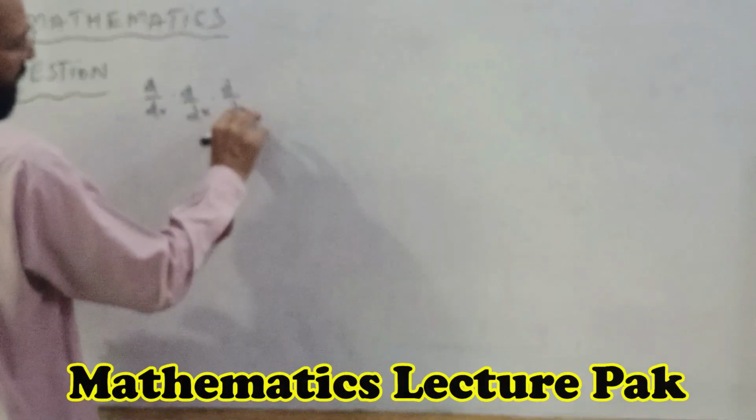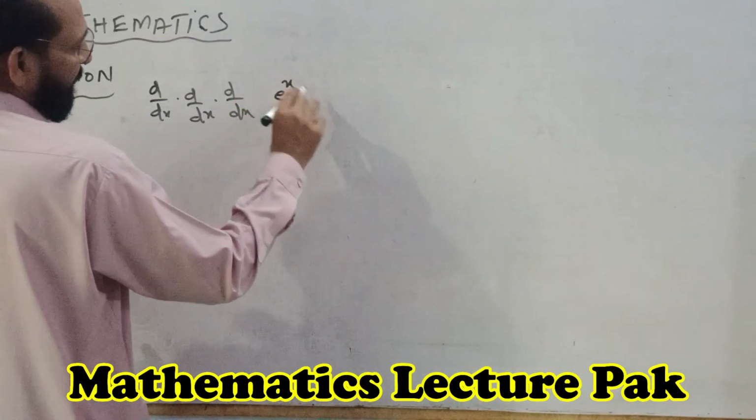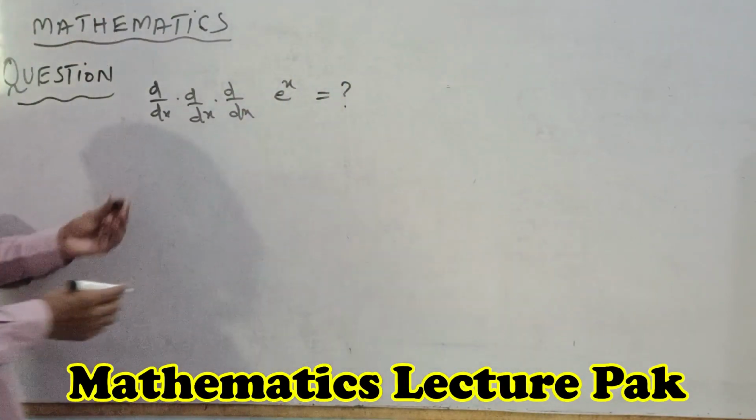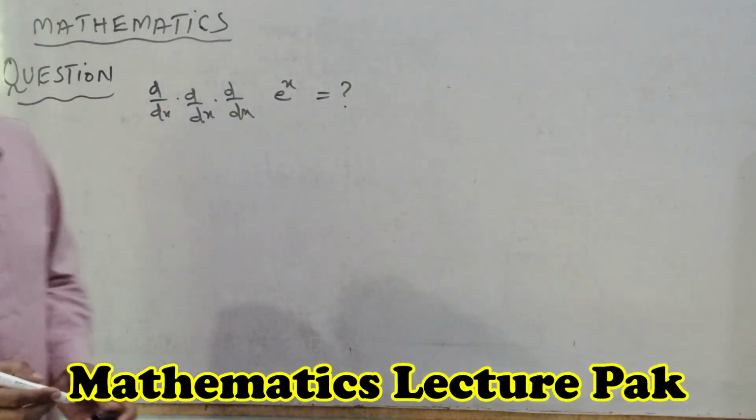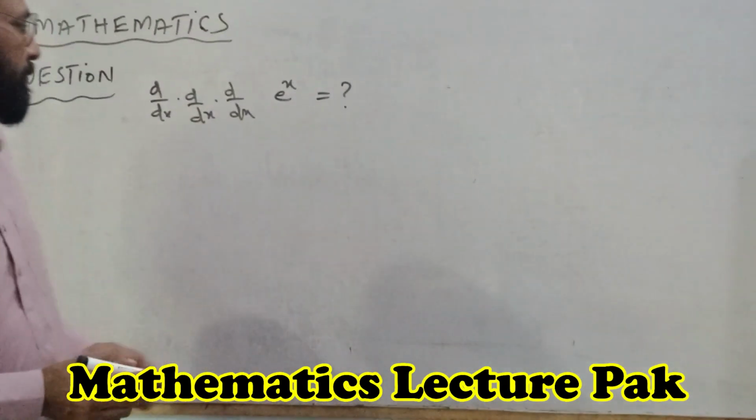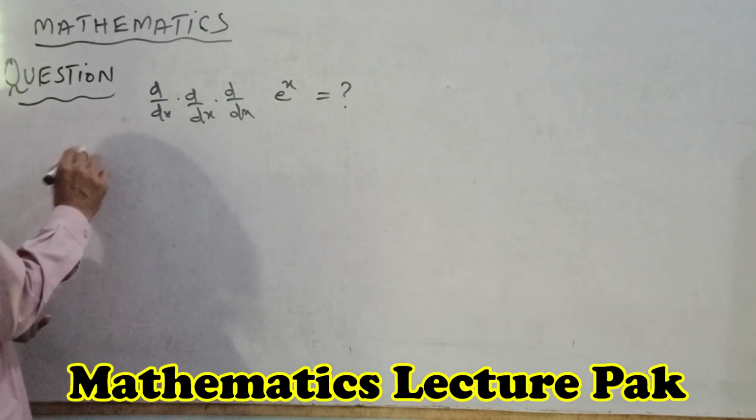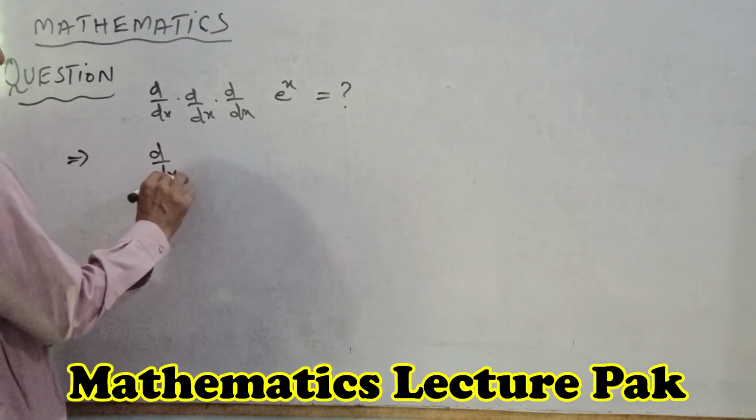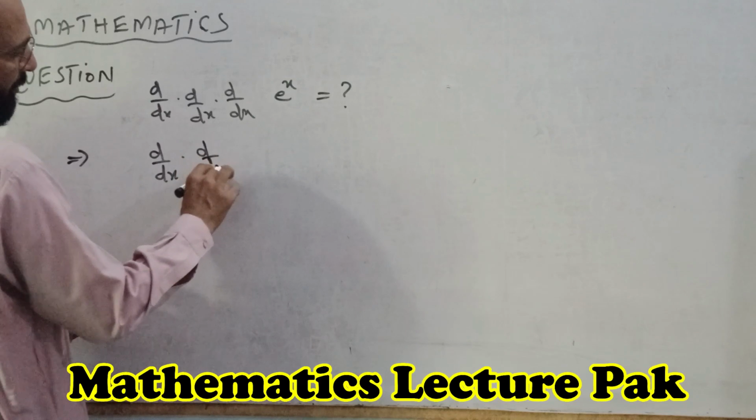d over dx, which is the statement of the derivative of the function, where e^x is the exponential function, so we have to solve this. Here we find the third derivative of the given function.